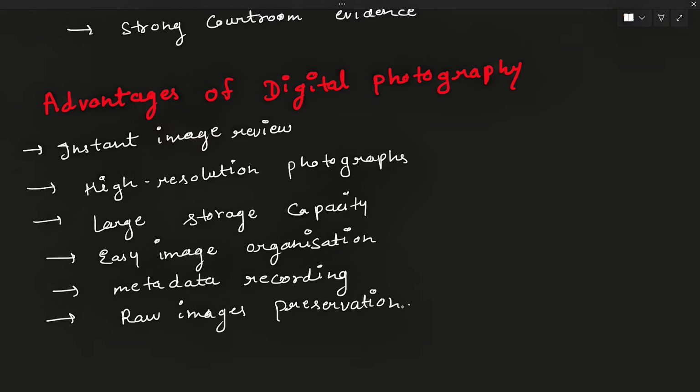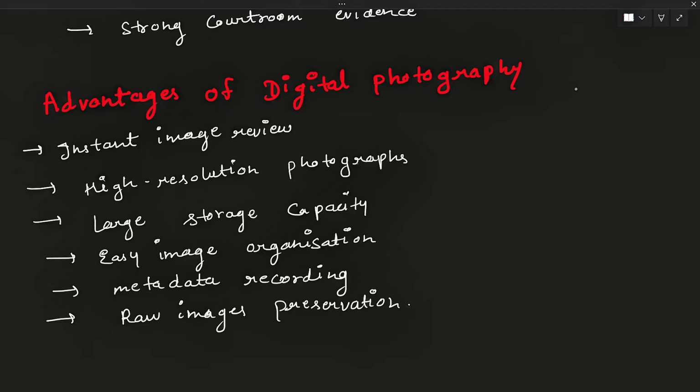Now the term metadata comes. So what is metadata? One feature students often ignore is metadata. Metadata simply means information stored with the photograph. Some information is automatically saved with the photograph, which is date, time, camera model, camera settings, and file information. This information can be extremely useful during an investigation because it helps verify when and how a photograph was taken.